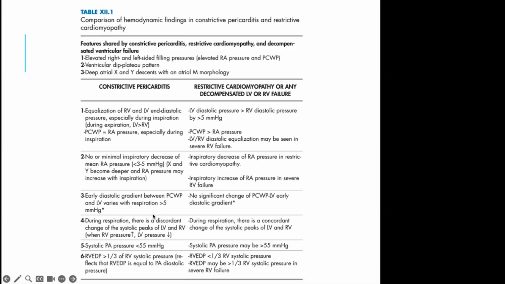The other thing to consider is the early diastolic gradient between your wedge, which is your left atrial pressure surrogate, and your left ventricular pressure, which can vary with respiration by more than 5 millimeters mercury. That's essentially talking about the early filling of the left ventricle due to these higher pressure gradients. There isn't that significant early diastolic gradient with the other disease states.